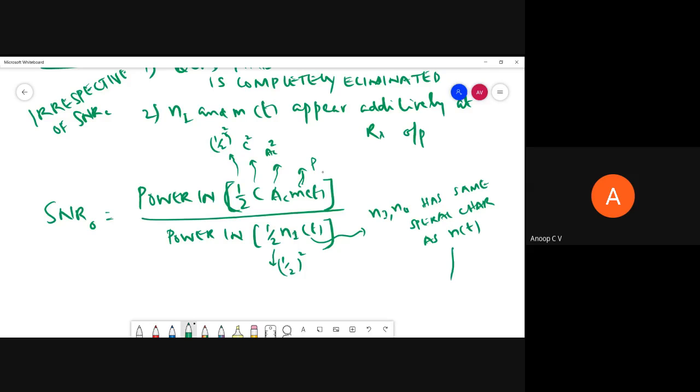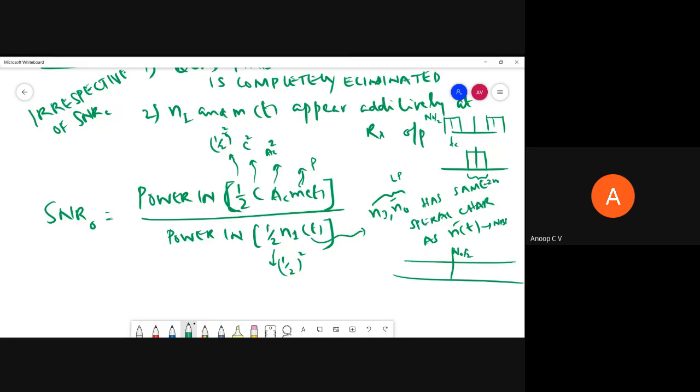So the power spectral density will be like this only, N0 by 2. If it is Ni of t or Nq of t or N of t, the power spectral density will be the same. The only difference is that N of t is a narrow band pass signal, and these two are low pass signals. So N of t will have spectral characteristics of N0 by 2, centered at Fc and minus Fc. But Ni of t and Nq of t will have low pass characteristics, and the total bandwidth is equal to 2W.